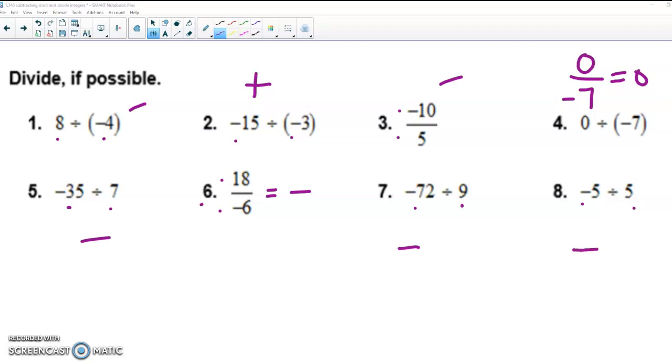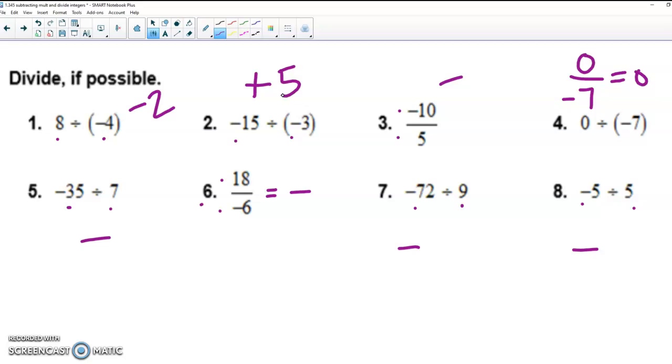So that's what we should always go through first. Just look at the signs and say, okay, looking at the signs of my numbers, I'm going to get a positive answer or a negative answer. Then you can go through, and again, it's just your multiplication facts to get the answer. Well, 8 divided by 4 is 2. 15 divided by 3 is 5. And now I don't have to worry too much or think too hard about what the sign of the answer is. I already have that figured out.